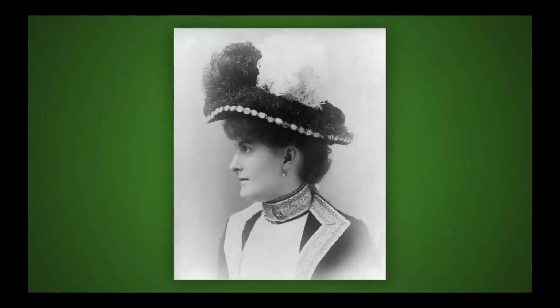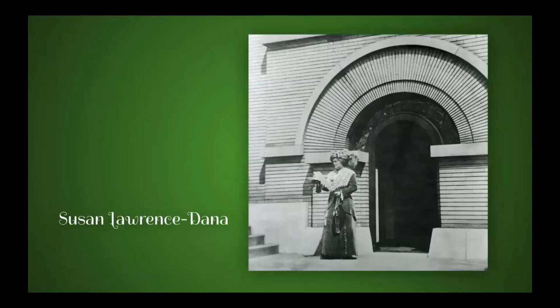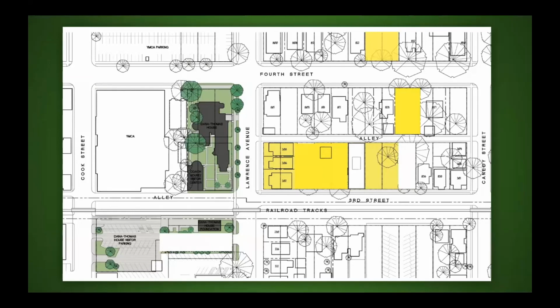Susan Lawrence Dana lived a lavish life, but gave much to the people in the area and to the city. She worked on women's rights, lobbied at the Capitol for education, and women's suffrage. Today, the foundation owns properties that can be seen here in yellow. 3 houses on Lawrence, 1 house on 3rd, and 2 vacant lots on 4th. We have rented out 2 of the houses, used 1 for the foundation office, and have cleaned up the area. We feel that Susan Lawrence Dana would appreciate the efforts that have gone into making her home and her neighborhood something to be proud of.